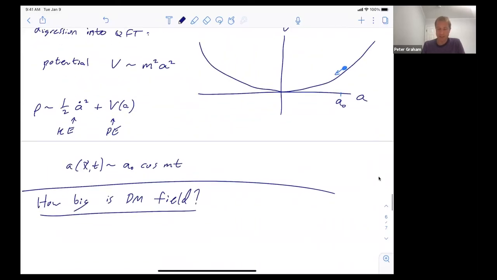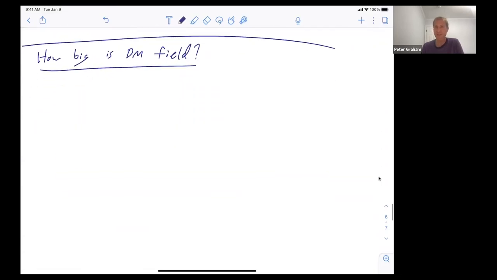In particular, what I really mean is how big is this amplitude A naught, for example, since I told you the dark matter field will look like this locally around us. And again, I mean, how big is it right around us? Because I'm interested in direct detection. So I'm interested in seeing it.